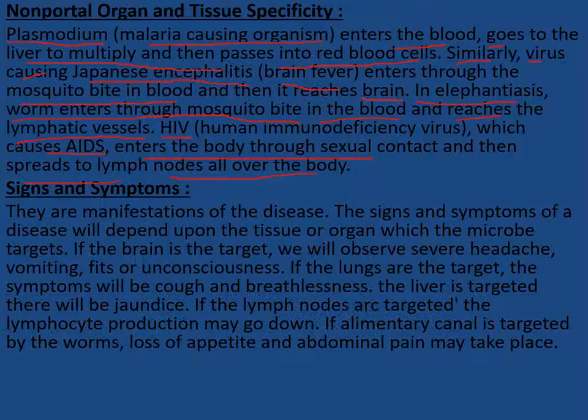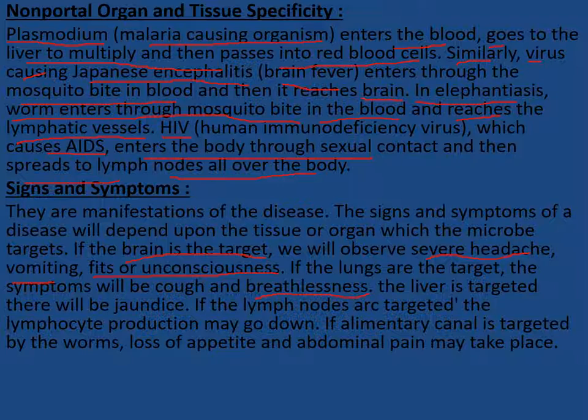If the brain is the target, we will observe severe headache, vomiting, fits or unconsciousness. Headache, vomiting, and unconsciousness mean we are not able to control our whole body. Because of that, we become unconscious. If the lungs are the target, then the symptoms will be cough and breathlessness, meaning we are coughing and not able to breathe properly.